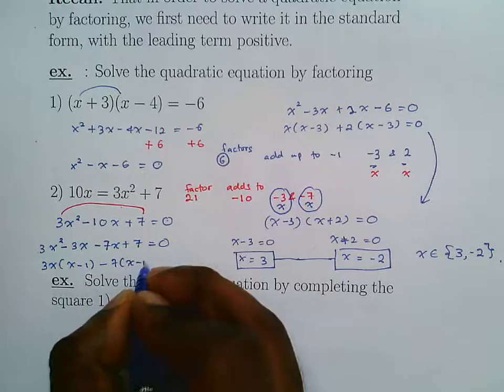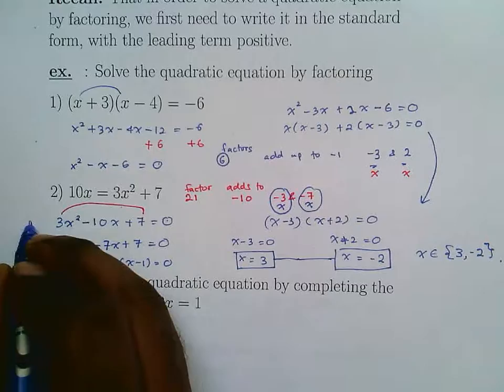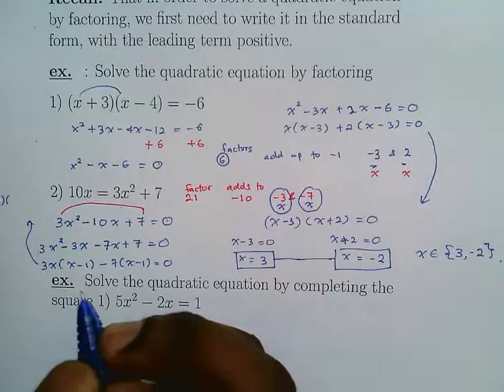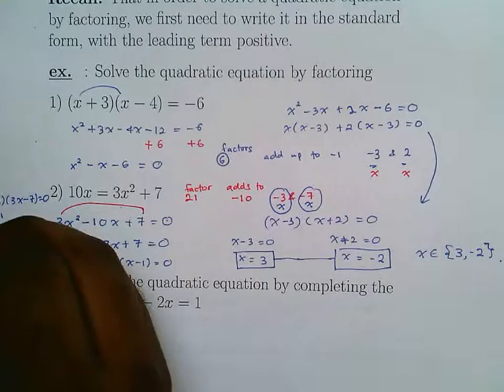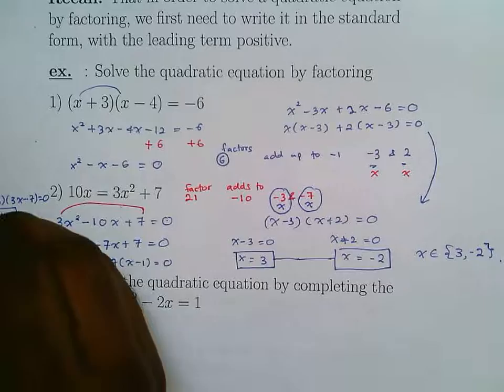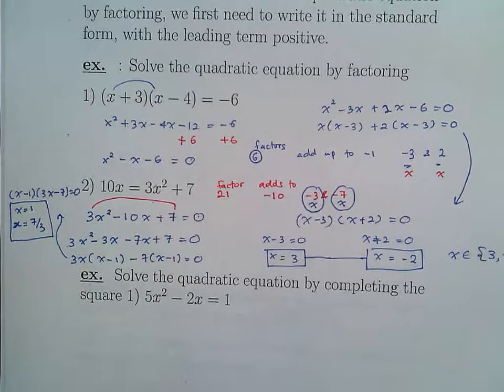I would say x minus 1 times 3x minus 7 equals 0. And that would be x equals 1 and x equals 7/3. And it's a quadratic equation, so you don't have to worry about whether these are actual answers. It is the actual answers.